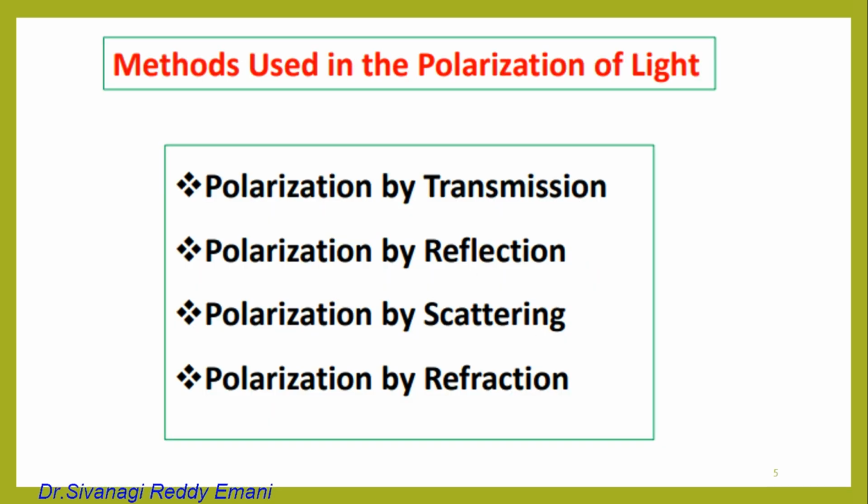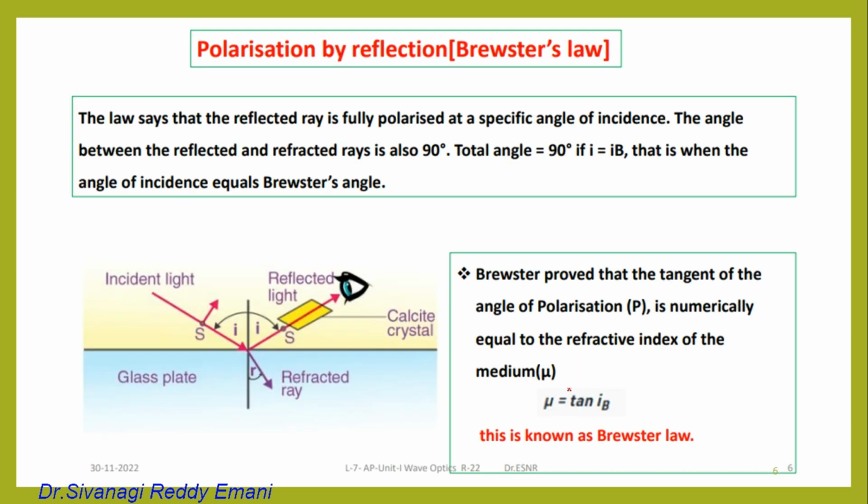Polarization can be produced by different methods: by transmission, by reflection, by scattering, and by refraction. These four methods can be used to produce polarized light from unpolarized light. Whenever light falls on a medium, some part gets reflected and some part gets refracted. Whenever the light is reflected, it gets partially polarized.